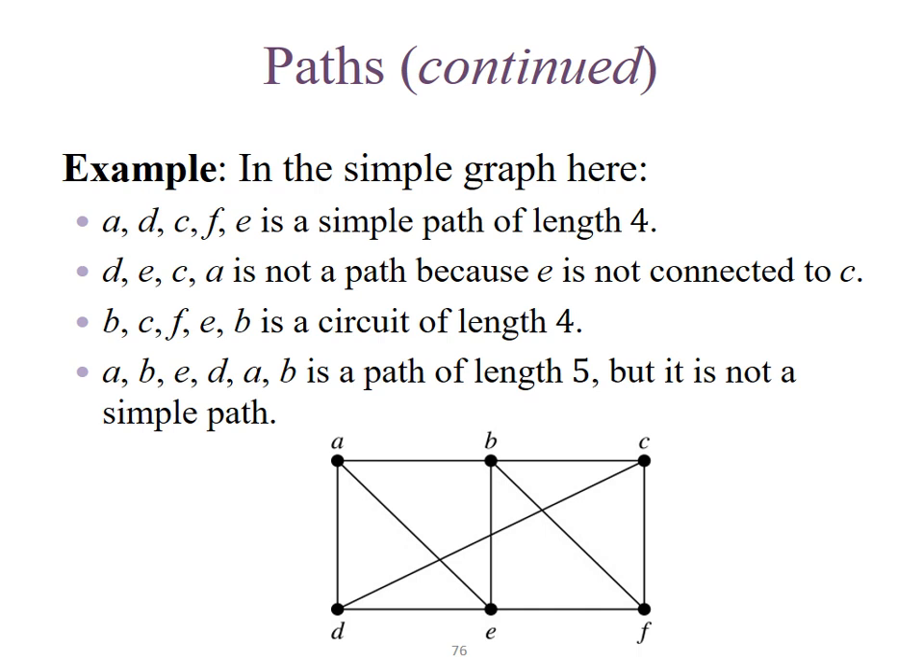Let's go on A, B, E, A, B. Okay, so we can see for this path, the edge is repeated twice. So it's a path, but not a simple path.